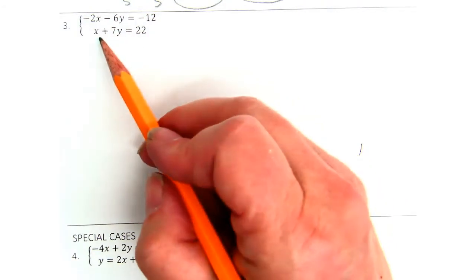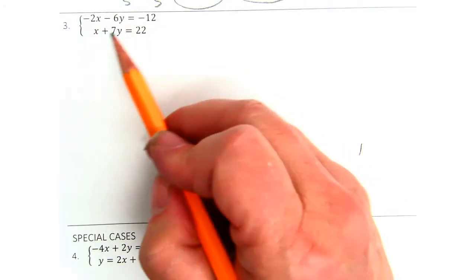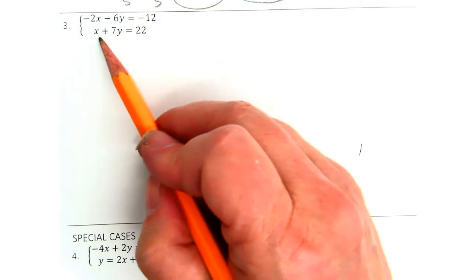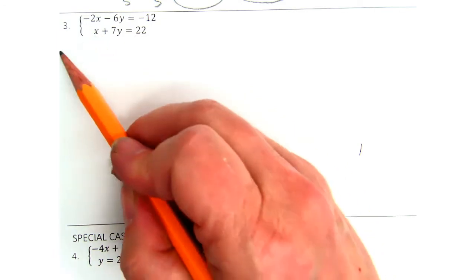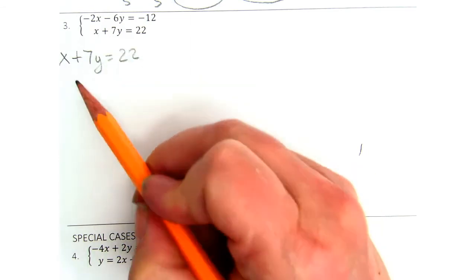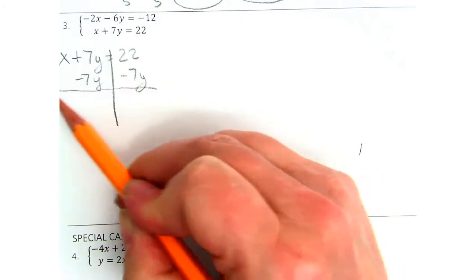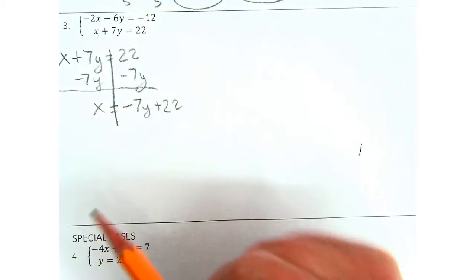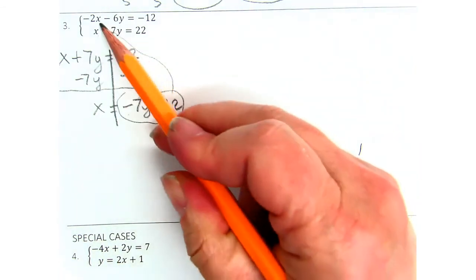The third example does not have a y equals in either equation. In this case, look for a variable that can be easily isolated. Notice that x has no coefficient. To isolate x, all we need to do is subtract 7y from both sides of the equation. Now it is possible to substitute this value of x into the other equation.